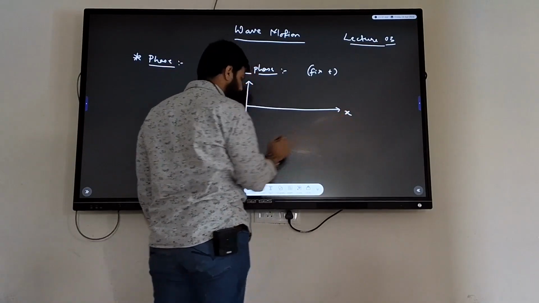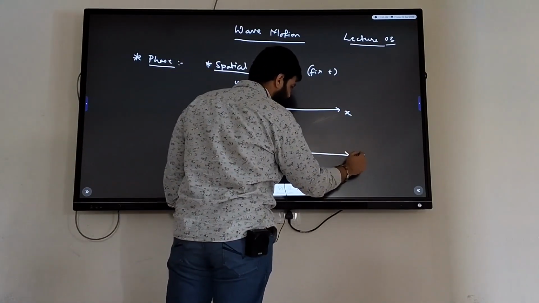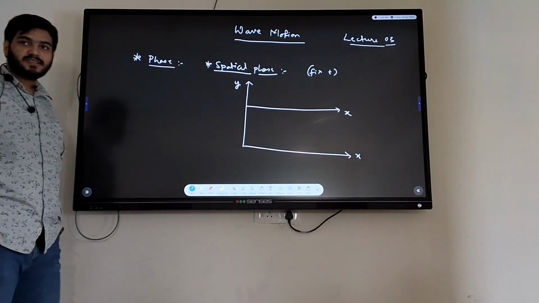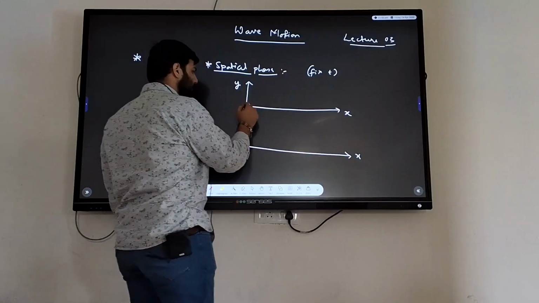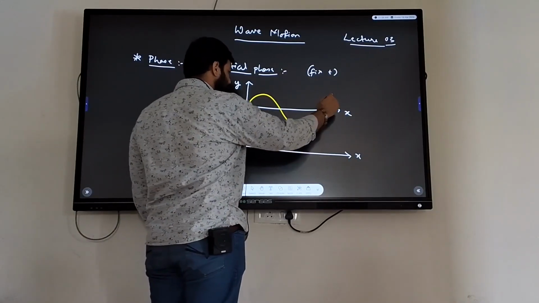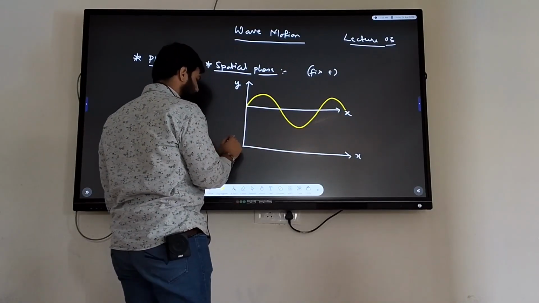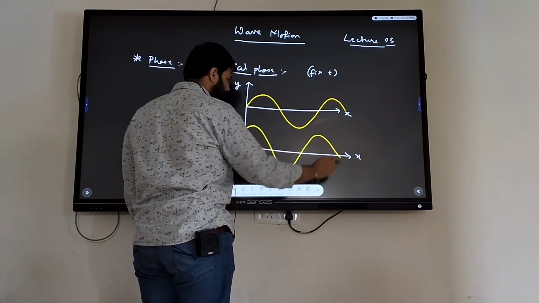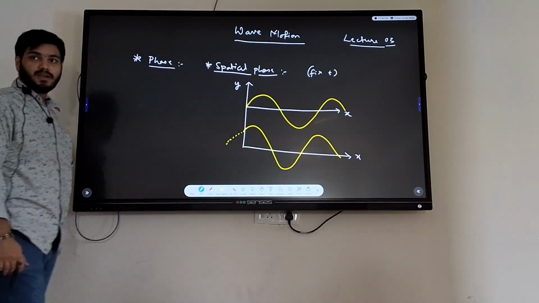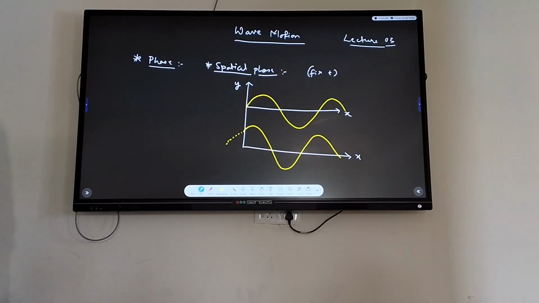Y versus X plot. Yes. Good. Y versus X plot. And how will the graph look like? Let's say one of the graphs is something like this, and the other graph is something like this. I am taking two different waves at the same time.